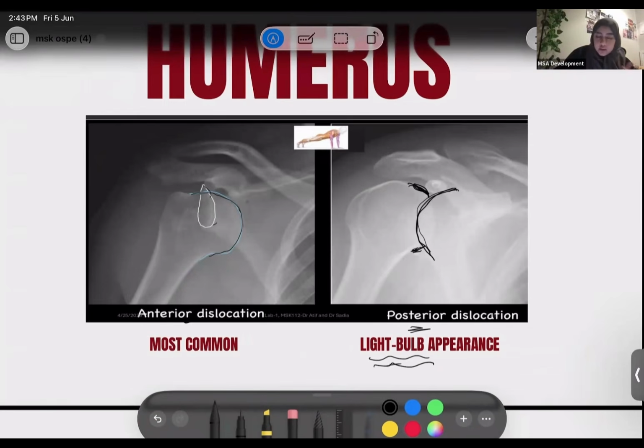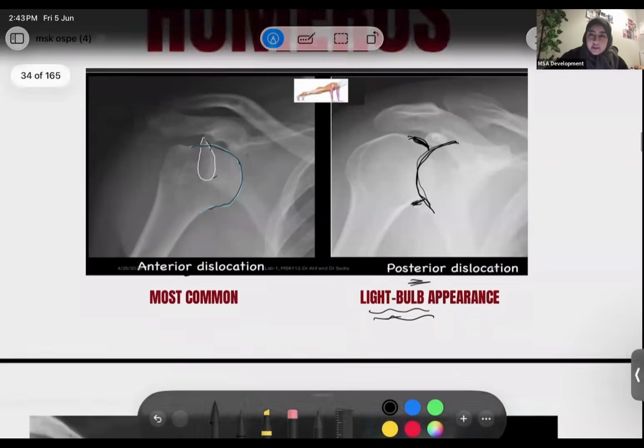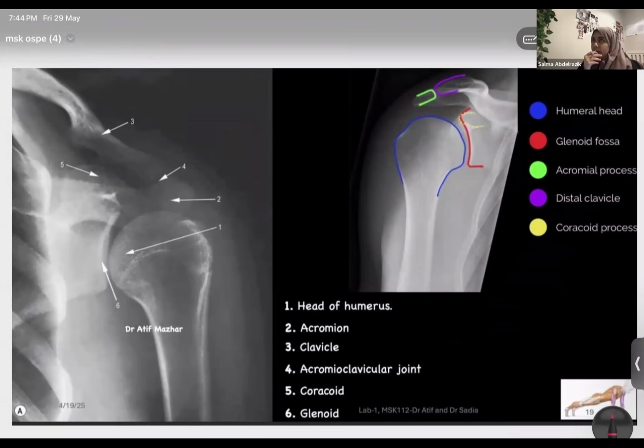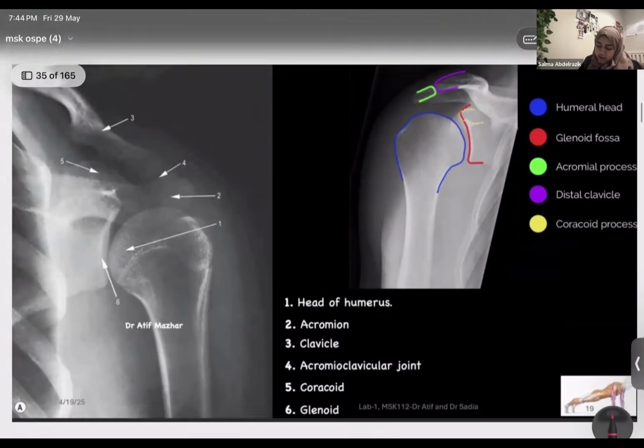And yeah, so this is anterior dislocation where the humerus is in front of the glenoid fossa, and posterior dislocation where the humerus is behind the glenoid fossa. That's all. Pictures like these come. They're basically a good place for questions. You have to be able to name things.